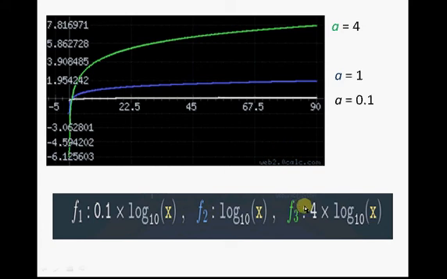And then the green line is 4. The coefficient is 4. So here we go. A is equal to 4. A is equal to 1, that's our reference point, and then A is equal to 0.1. Well, take a look what happens. What is going on here?